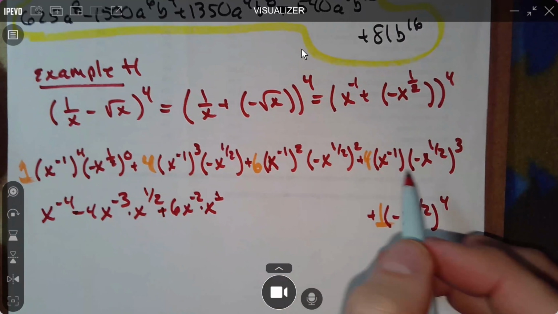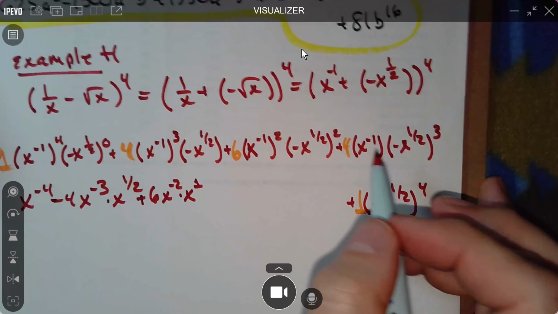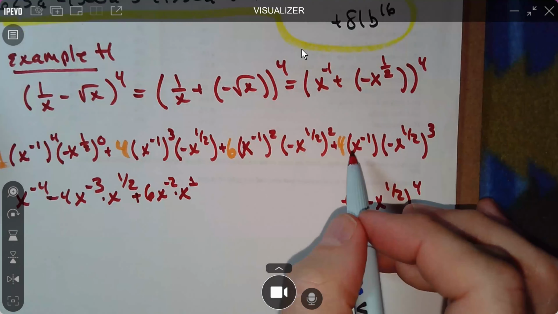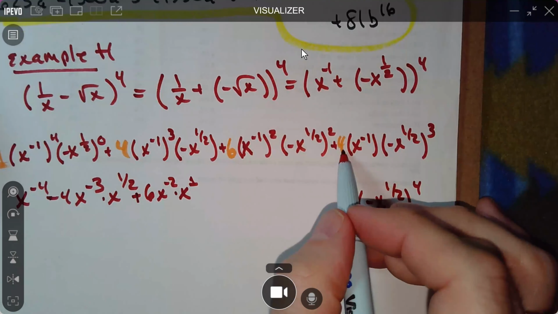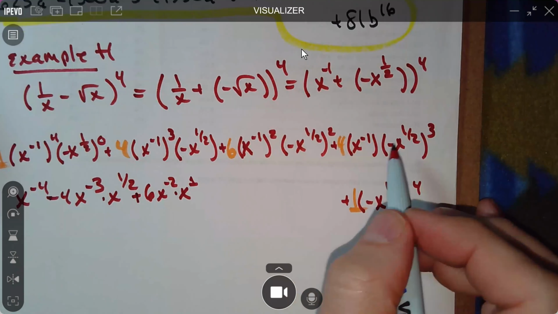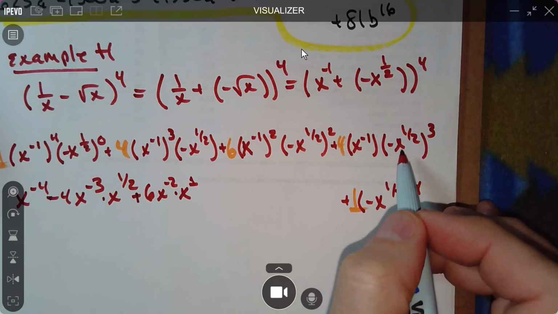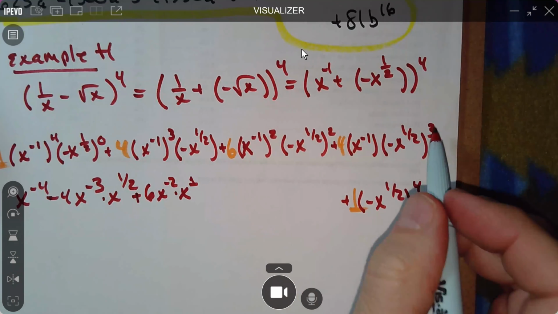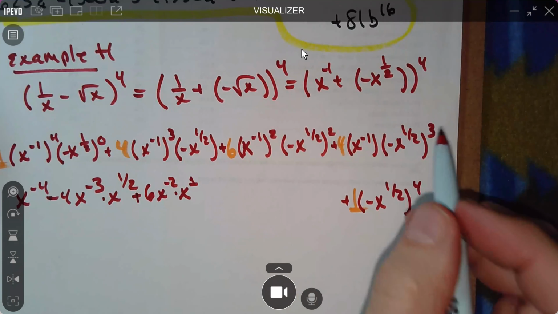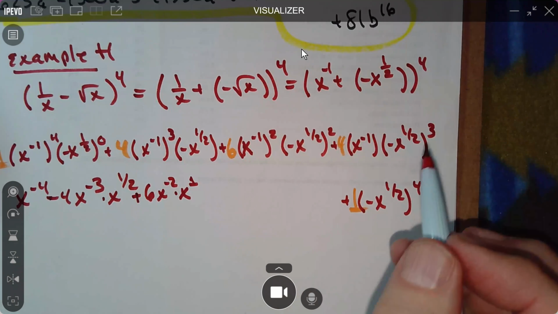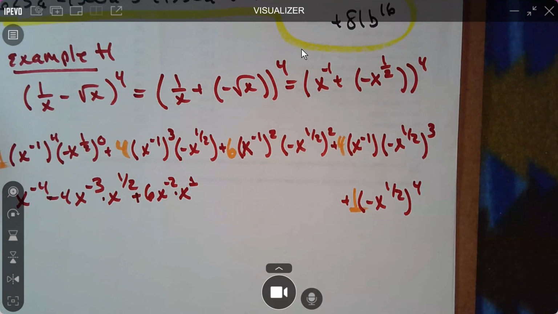Over here, let's see if we can figure out if this is going to be positive or negative. It's going to be 4 times this to the third power. Now, if I have something negative that I raise to an odd power, am I going to get a negative or a positive out of that? Negative. Yeah, I should get a negative. In fact, let me do that real quick here.